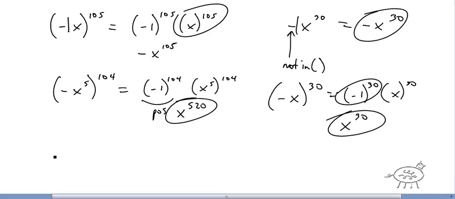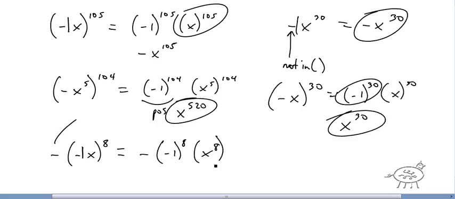Okay, what about this? Negative parentheses, negative x to the 8th power. Well, again, this negative is on the outside of the parentheses. That's not being affected. So I'm just going to leave that negative on the outside. I'm going to write negative 1, because remember that's a negative 1. Negative 1 to the 8th, x to the 8th. Okay, I'm going to keep that negative on the outside like that.